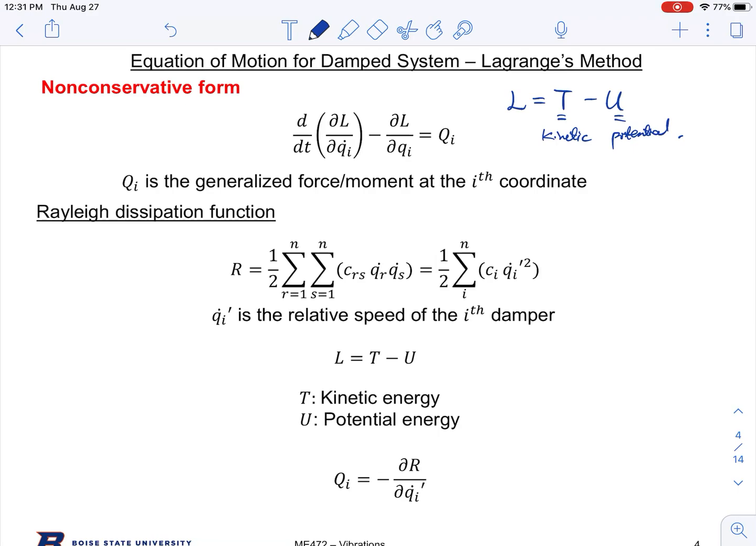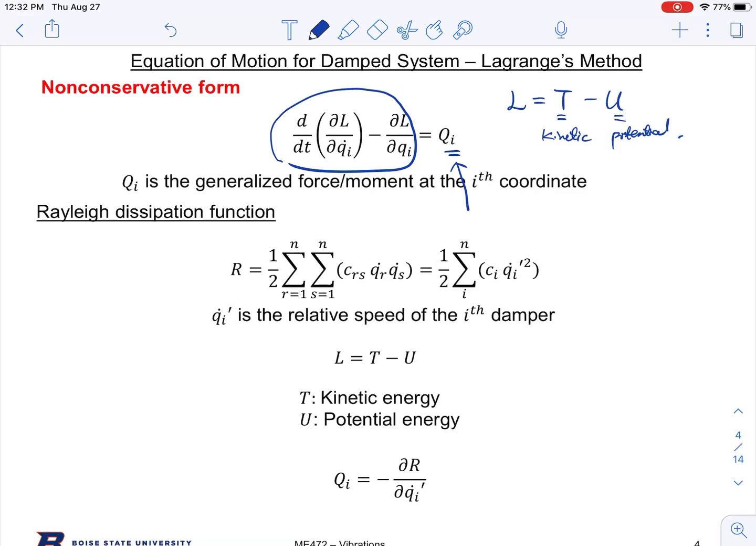In either case, your T and U have nothing to do with your damper. So when you calculate the expression on the left hand side of the equation, you don't have to worry about a damper at all. Just follow lecture number 1 and you'll find it. The damping or the dashpot is only going to impact what's on the right hand side, Qi.